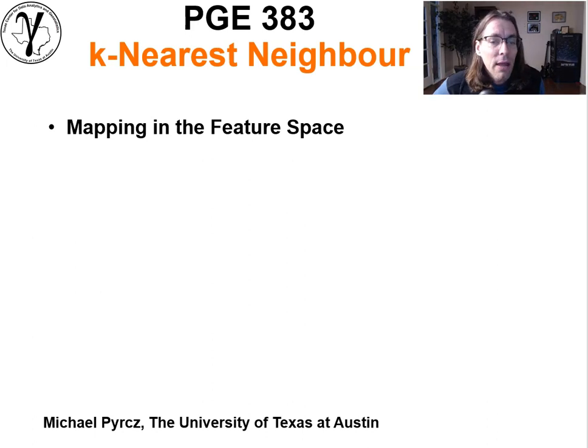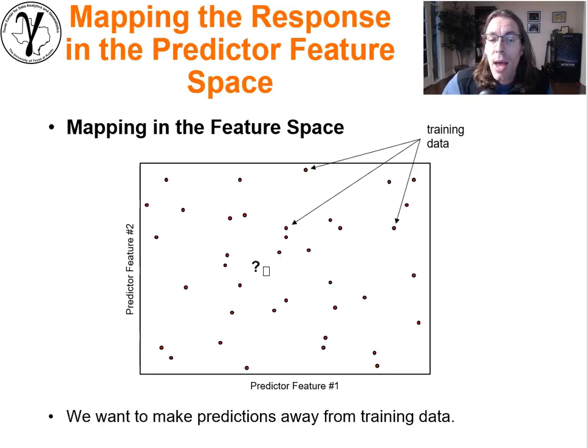Now I think a good way to think about k-nearest neighbors is to introduce the idea of mapping in feature space. So we could imagine that we have predictor feature 1, predictor feature number 2 here, and we have our training data shown just as red dots. Now, we could have color-coded them based on their magnitudes for the response feature that we're trying to predict, but I just put red dots here.